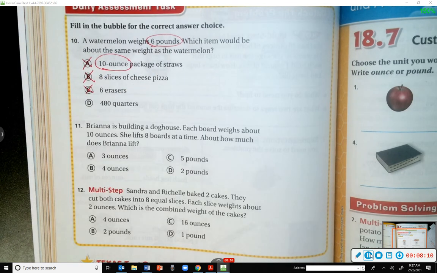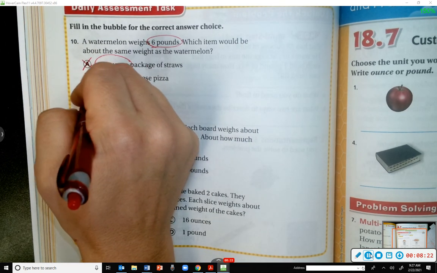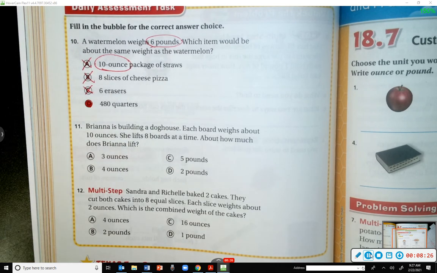480 quarters. So think about that. That's a lot of quarters. And when you stack quarters up, they get pretty heavy, right? Yes. Okay. So that's probably the best choice. So D, 480 quarters. And when you put quarters in a baggie, it weighs the baggie down a good amount, right?